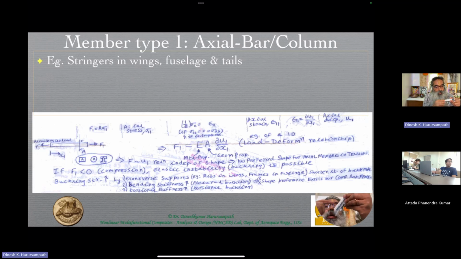Okay, so depending of course on the load, which essentially depends on the tail, which is either adding to the lift of the wing or subtracting from the lift of the wing, depending on the actual design features from the aerodynamics point of view and also the stability and control point of view. Therefore, the bending of the fuselage may be either upwards or downwards.